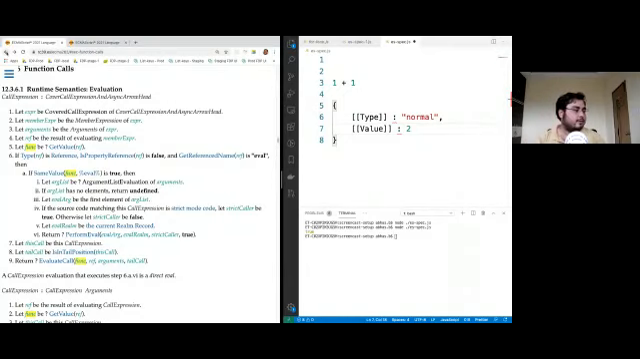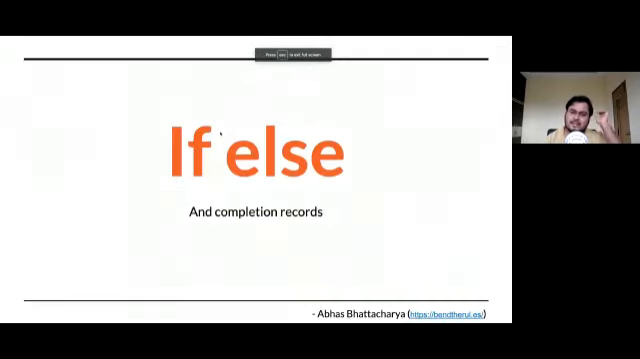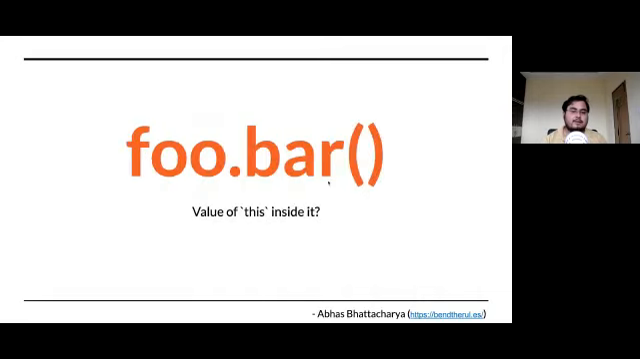Okay, so let's say we understand how this thing works, right? If else is normally how you expect it, and then you have this completion record thing. Okay, so now let's look at something a little bit more complicated. Let's say something like a method call we want to look at.